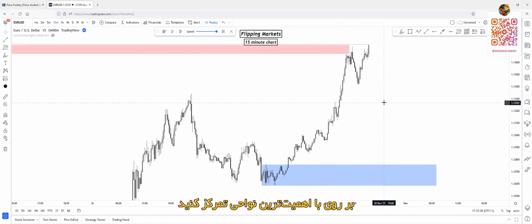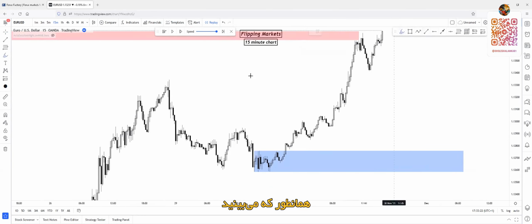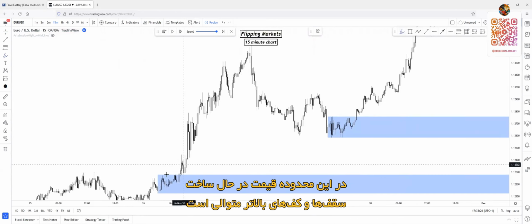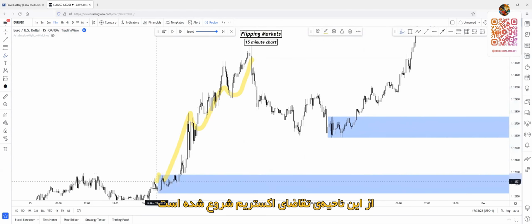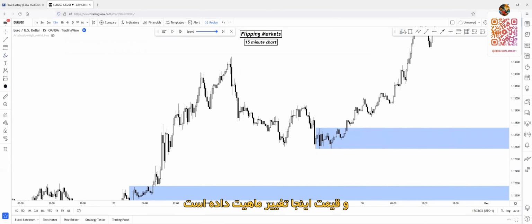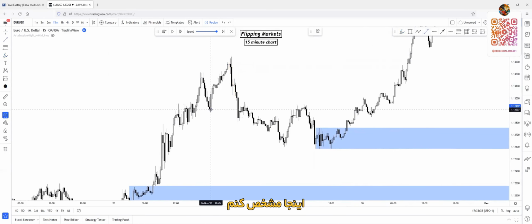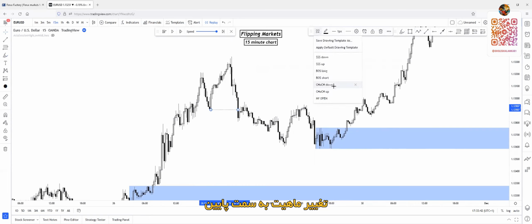Focus on the most relevant zones. As you can see, price was creating a series of higher lows, higher highs and higher lows in this region, starting from this extreme demand zone. And actually price changed character here on the 15-minute. This is a 15-minute change of character. I will just mark it here as a change of character down.